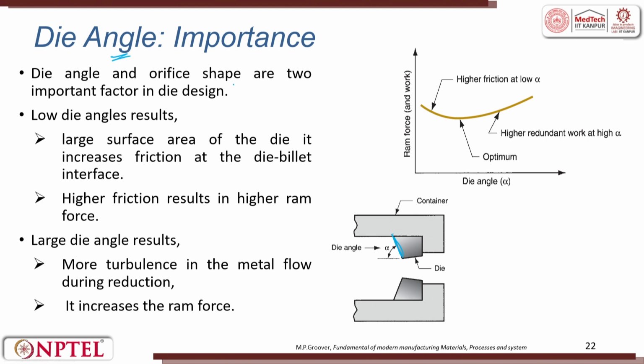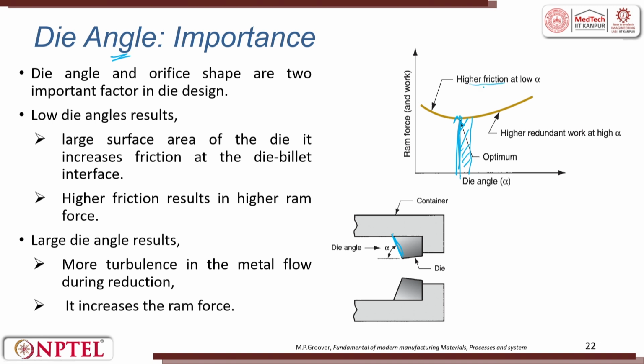The die angle and the orifice shape are two important factors in a die. When we look at the ram pressure and the die angle, there is an optimum. The force reduces, and after some point it tries to increase. Maybe this zone is called the safe zone, right. So, you can have a single point or you can have a range.